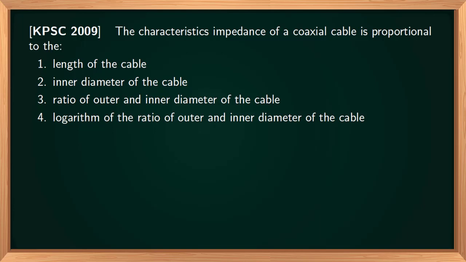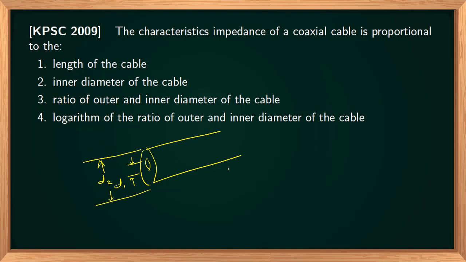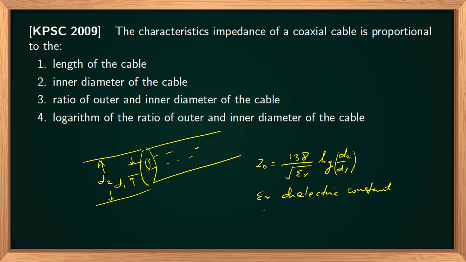In this question, the characteristic impedance of a coaxial cable is proportional to? A coaxial cable has inner diameter D1 and outer diameter D2. The characteristic impedance of the line Z0 equals 138 divided by the square root of epsilon r, into log D2 by D1, where epsilon r is the dielectric constant of the medium between the two conductors, outer and inner conductor. D2 is the outer diameter and D1 is the inner diameter.